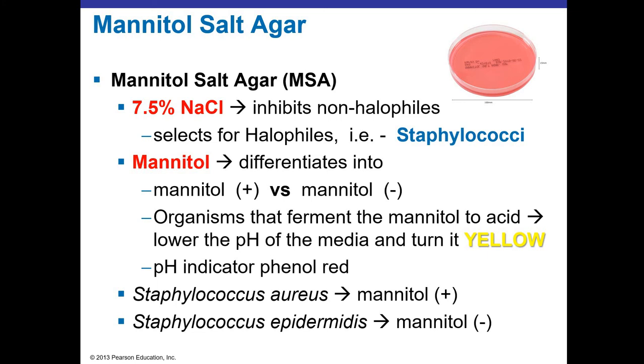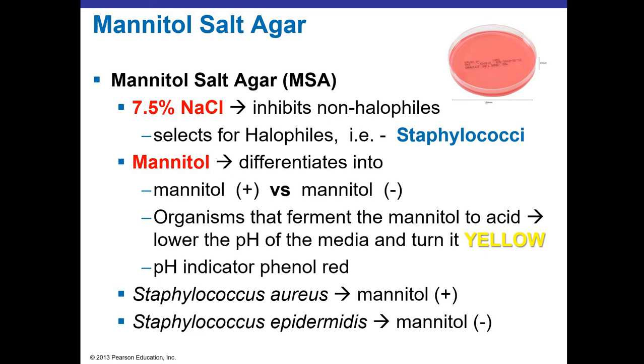This is important because if we look at the genus Staphylococcus, we have things like Staphylococcus epidermidis, which is mannitol negative, and it's just normal skin flora. But Staphylococcus aureus is a major, what is referred to as an opportunistic pathogen. It's very important that whenever we find Staph aureus, we can readily identify it. Well, Staph aureus is going to be mannitol positive.